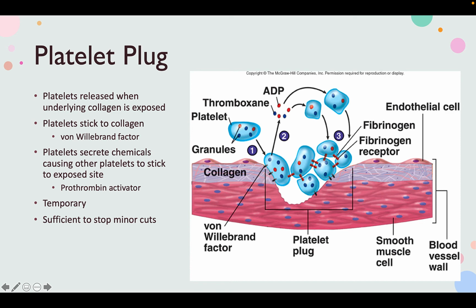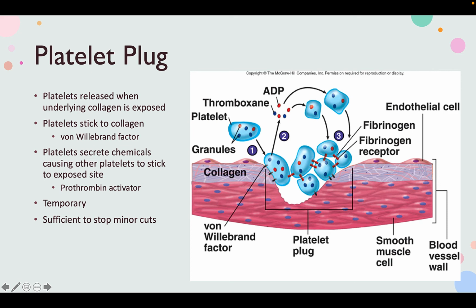And then the platelets secrete chemicals that cause other platelets to stick to the exposed site. And this is the prothrombin activator. It's not listed here, but prothrombin activator helps all these. So, you kind of see this is like a black one for von Willebrand. Kind of think of it as the red activator. Prothrombin is kind of sticking all these guys together. It's actually fibrinogen, but think of prothrombin activator as helping stick these platelets all together.